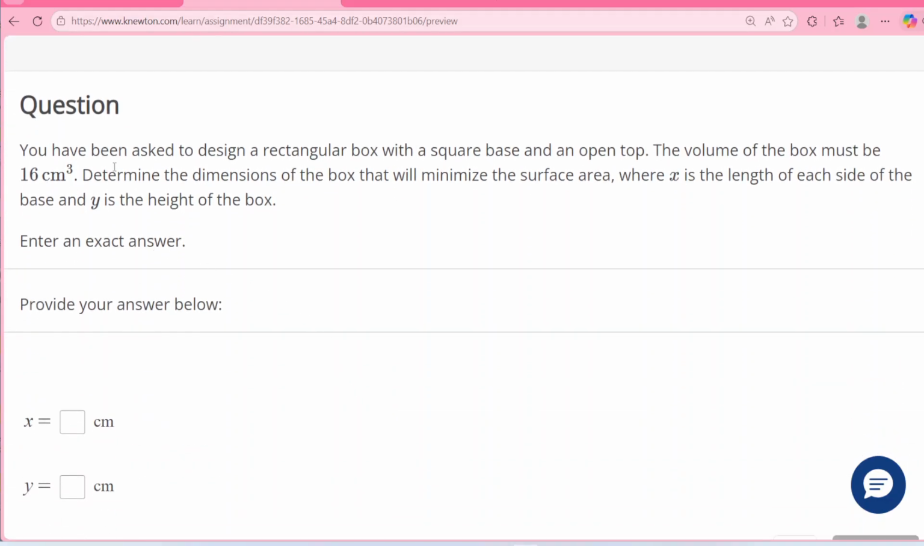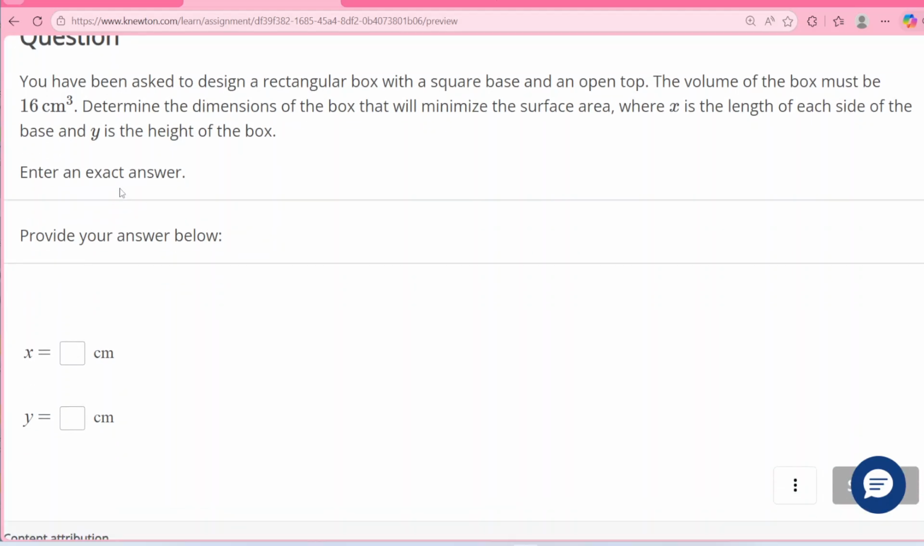So here you have been asked to design a rectangular box with a square base and an open top. The volume of the box must be 16 cubic centimeters. You are asked to determine the dimensions of the box that will minimize the surface area. Make it as small as possible. Where x is the length of each side of the base, and y is the height of the box. In this one, they want us to enter an exact answer.